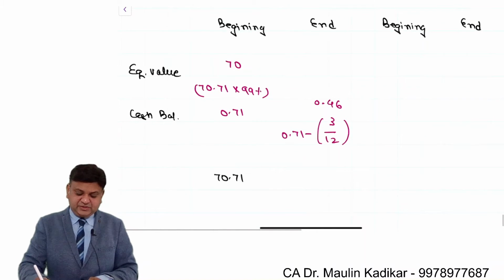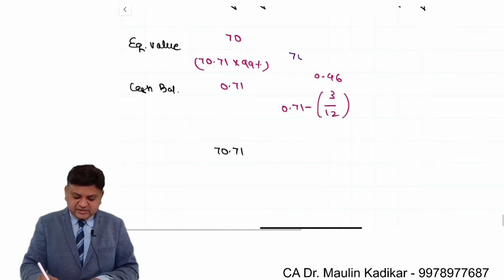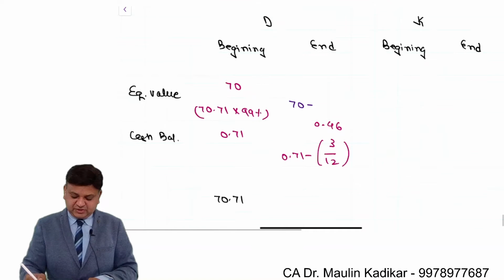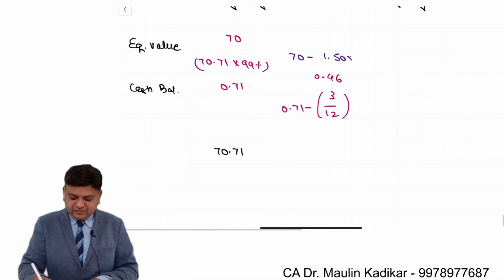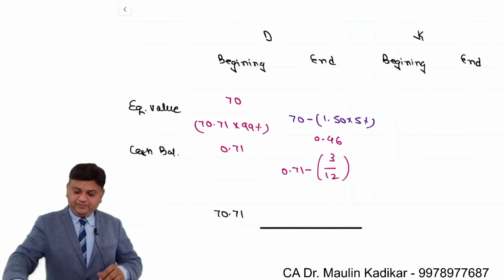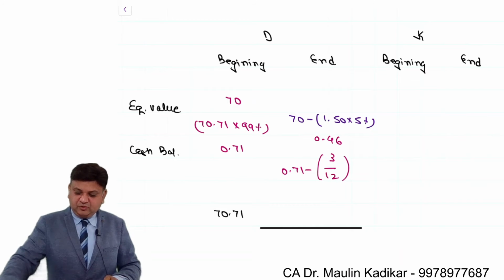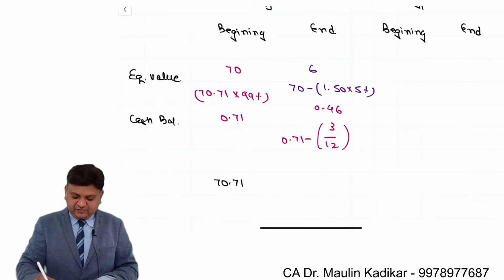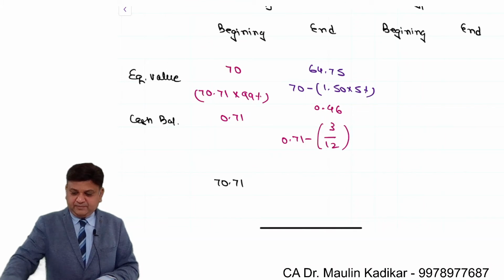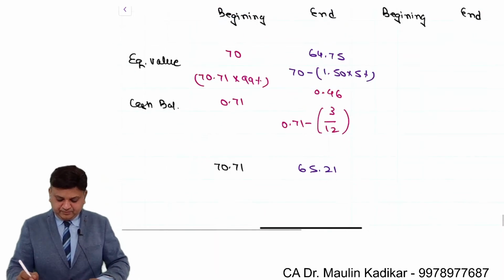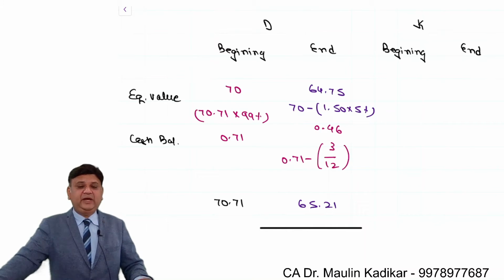As far as the equity valuation is concerned, what will happen, students? 70 rupees minus, we understand it is 1.5 into 5 percentage. Why minus? Because we understand that the market is falling down. So 1.5 into 5, that comes to 7.5 percentage. 70 minus 7.5%, that comes to 64.75, plus 46 paise is 65.21. That is the way the balance is required to be found at the end of the month.